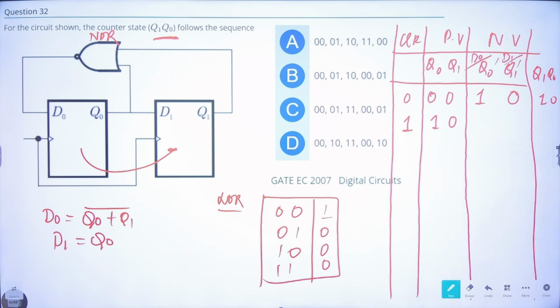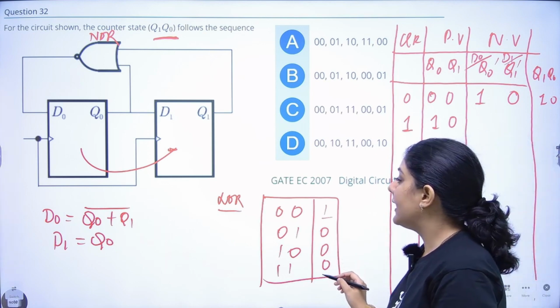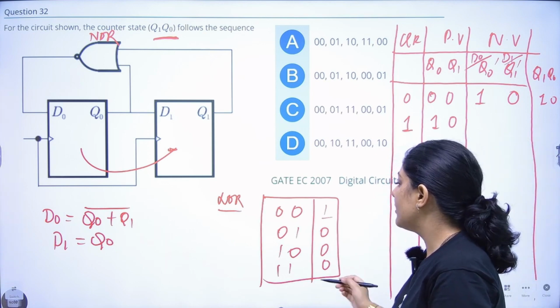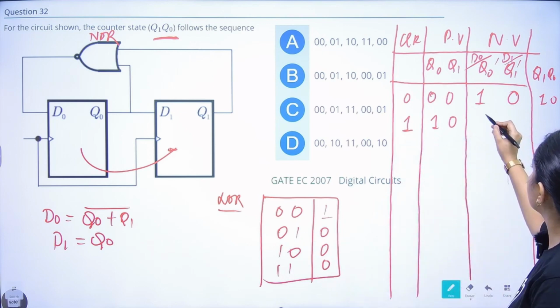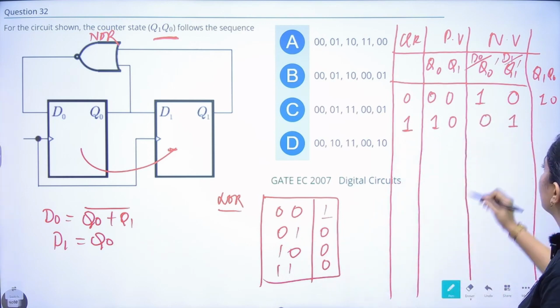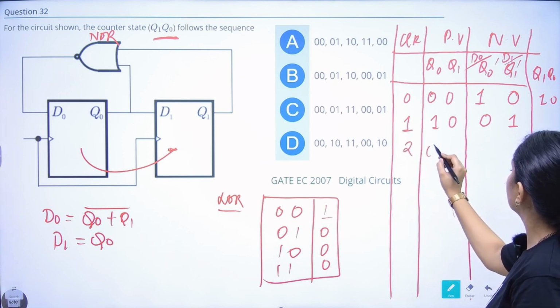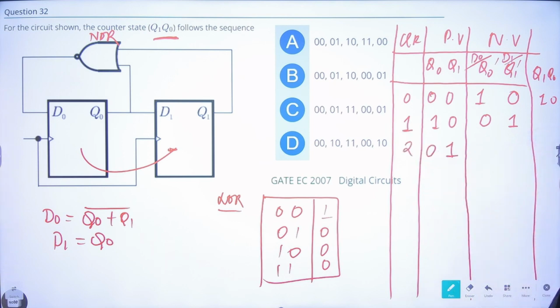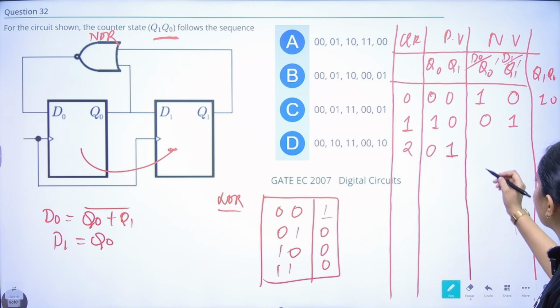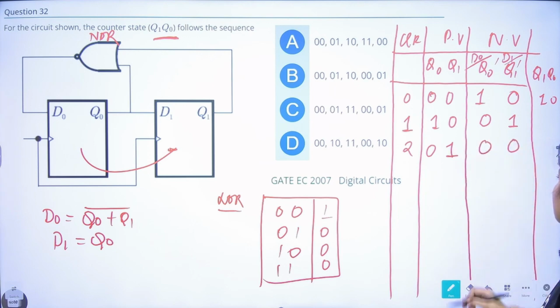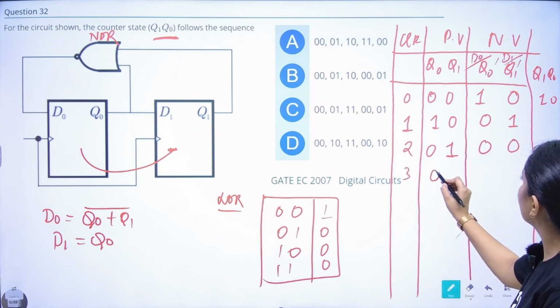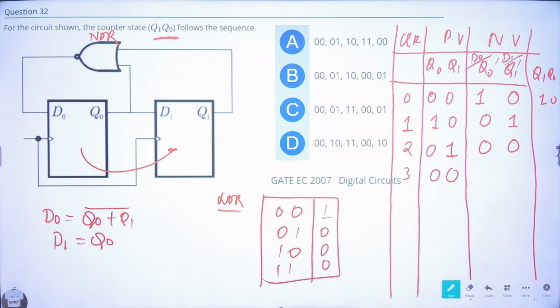Right? So 1, 0 means the value of D0 will become 0 because 1, 0 NOR is 0. So 0, and this 1 will shift. Okay. In the second clock, 0, 1 will come here. Right? And 0, 1 NOR is 0 only, and this 0 will shift. Now it's repeating itself. In the third clock, 0, 0 is coming. So after 3 clock cycles, it's repeating itself. So values will be 1, 0.